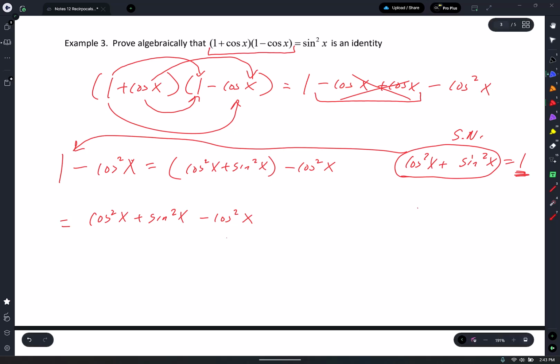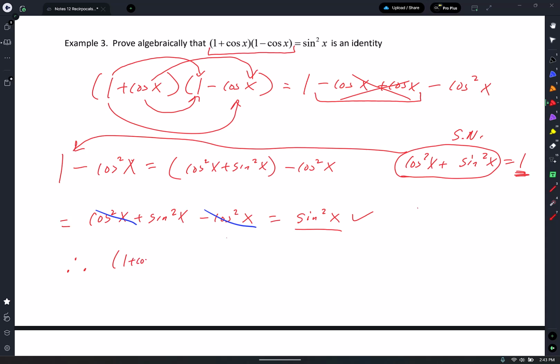Or, I just said don't say cancel, right? What's going to zero out? Yeah, the cosine squares. What are you left with? Isn't that what they wanted me to have? There it is, three little dots in a triangle. I see you, Pearson. Don't worry. So 1 plus cosine x times 1 minus cosine x is, in fact, sine squared x. What's up, Pearson?